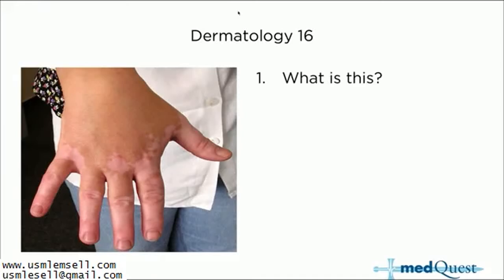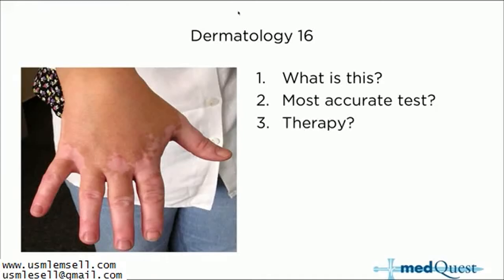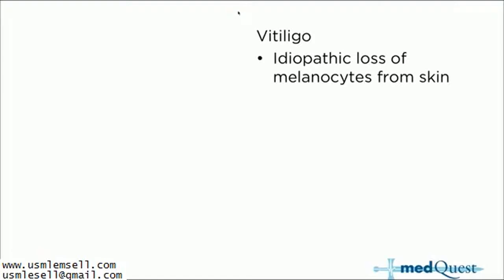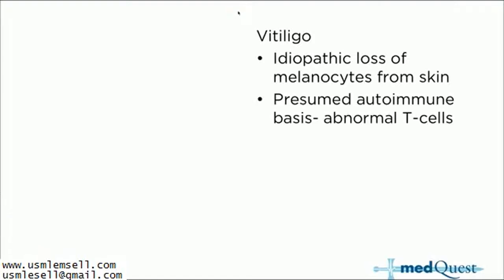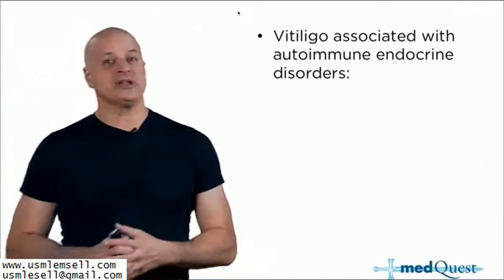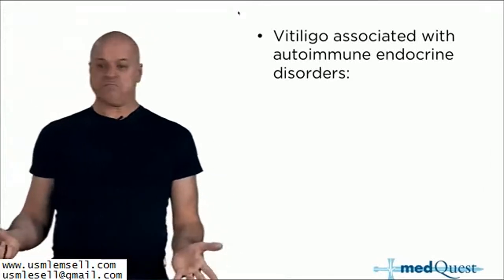No. This is hypopigmentation, not associated with anything else. This is vitiligo. And vitiligo is basically an idiopathic loss of melanocytes. We think there's some abnormal T cell activation, and we don't know. That's the short answer. The short answer is nobody really knows what causes vitiligo.